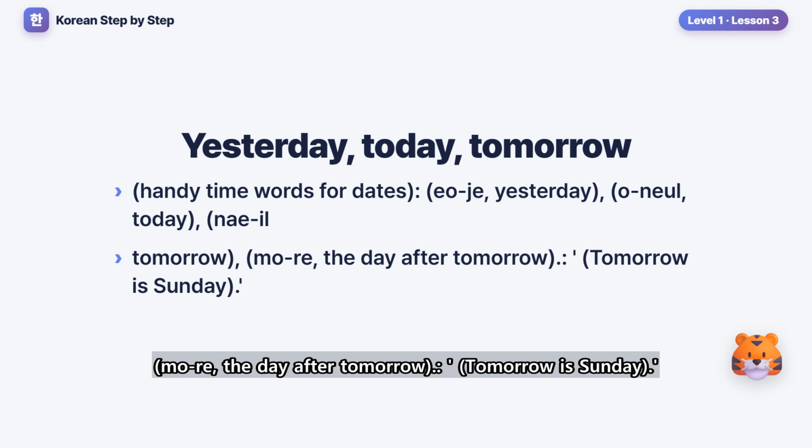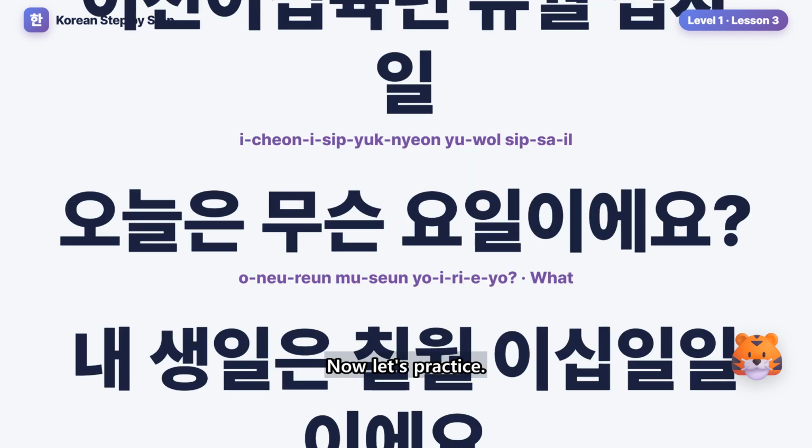Tomorrow is Sunday. Now let's practice. Read these out loud before I do. 5월 5일. 2026년 6월 14일. 오늘은 무슨 요일이에요? 내 생일은 7월 21일이에요. 오늘은 토요일이에요. Great job. Try them again on your own.